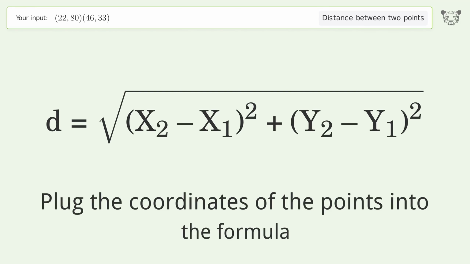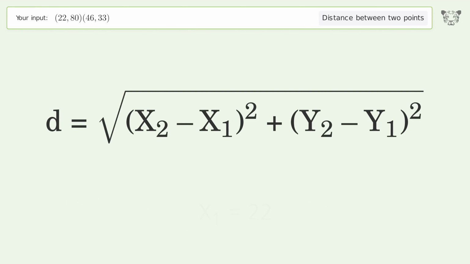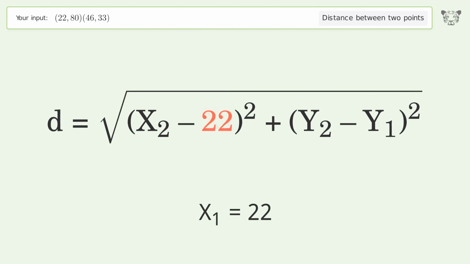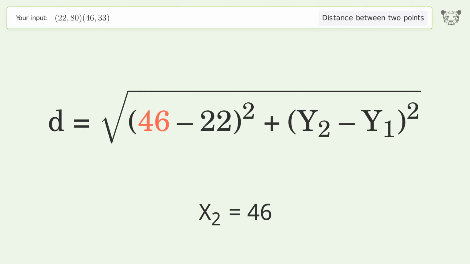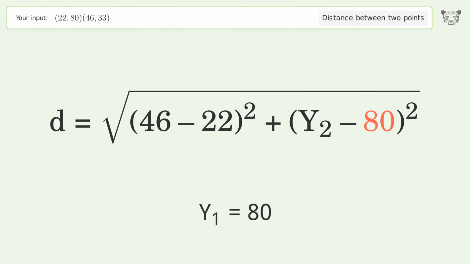Plug the coordinates of the points into the formula. x1 equals 22. x2 equals 46. y1 equals 80. y2 equals 33.